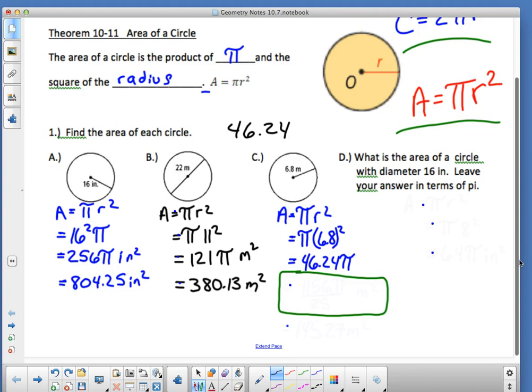No, it's 1/4. That's it. I think I put something down there wrong. Yeah, because it's that, right? 46.24, right?